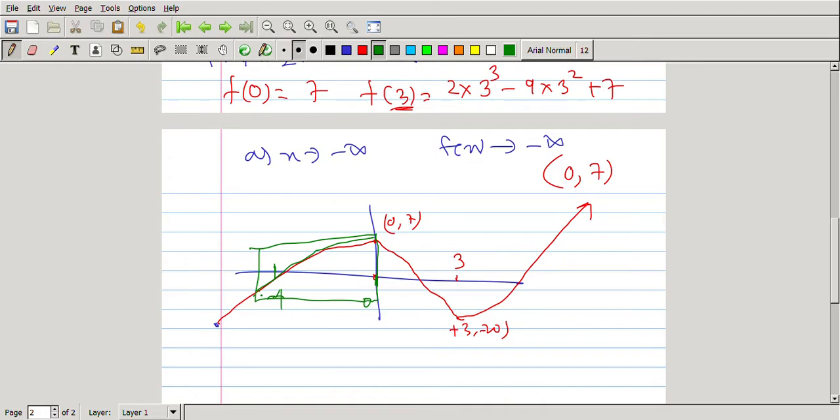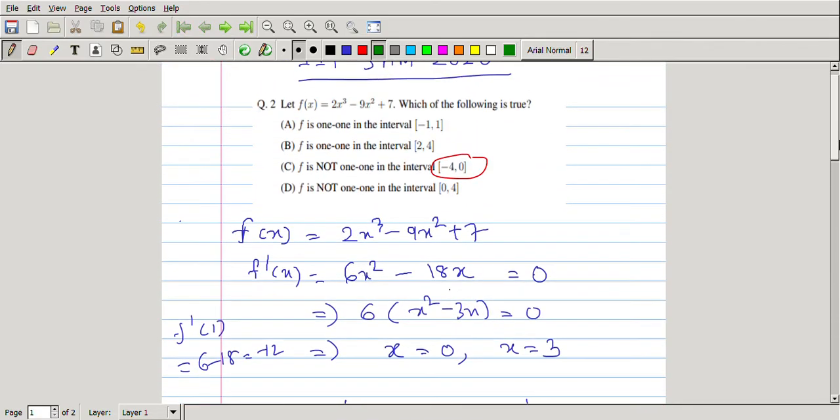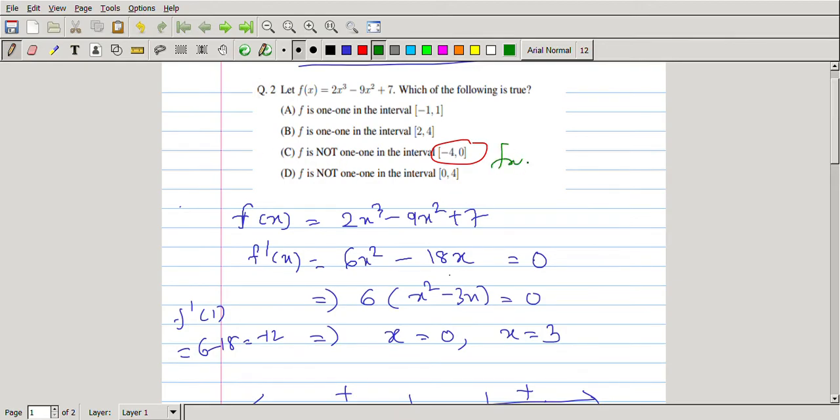So it is 1-1, because if we just draw lines parallel to the x-axis, each will cut the curve at exactly one point, right? That means it is 1-1, because it is cutting at one point. So from minus 4 to 0, it is 1-1, but the option says that f is not 1-1, so this is false.